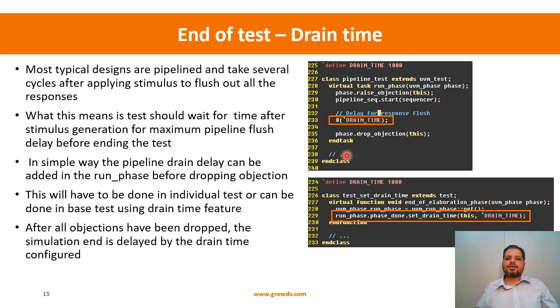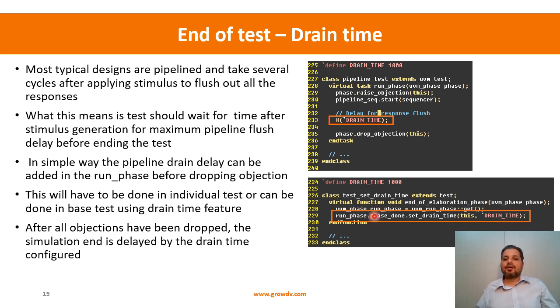So what I can do instead is use the drain time mechanism that's provided within the UVM. What it does is, in the run phase, after all the objections have been dropped, the simulation end can be delayed by specifying the drain time, right? The way you do it is you can call, at the end of your elaboration phase, for the run phase, we can set the drain time, saying whatever drain time value that we have.